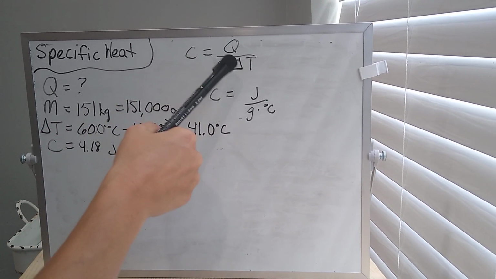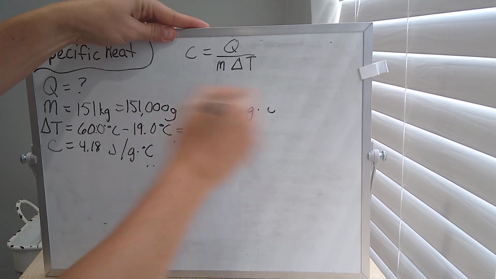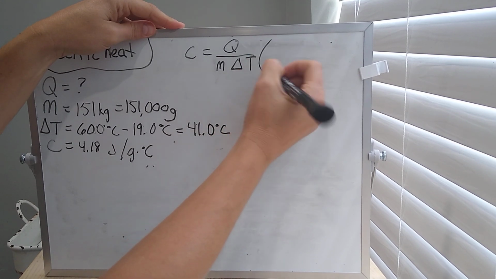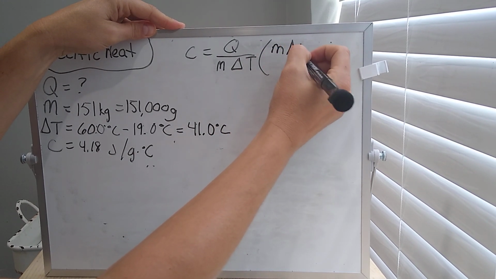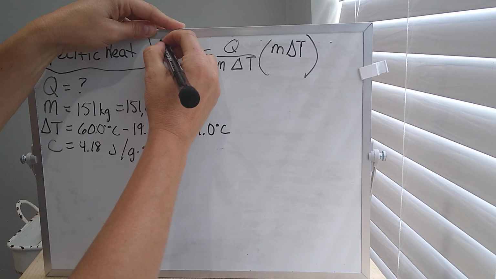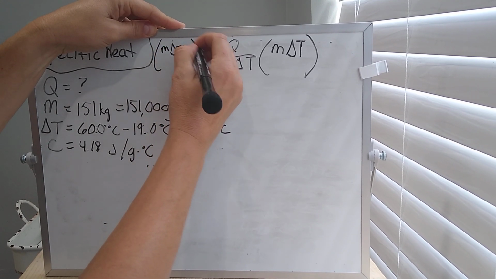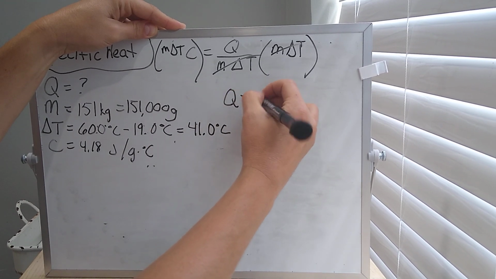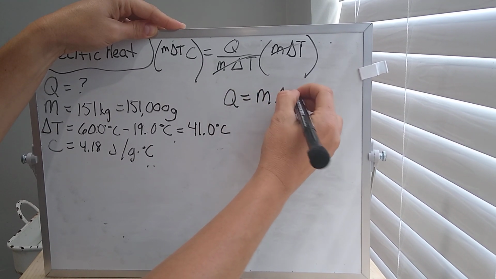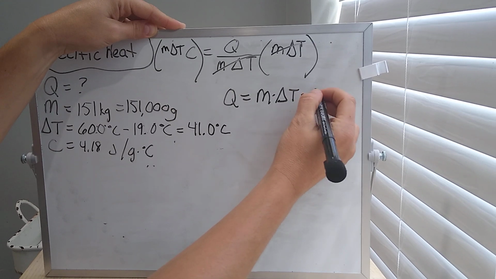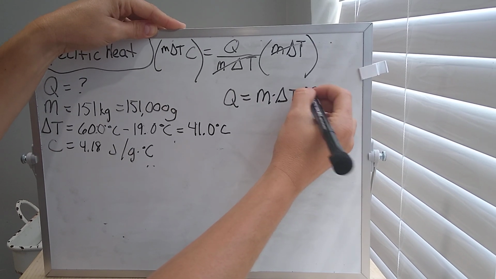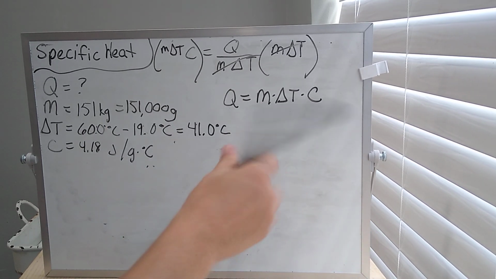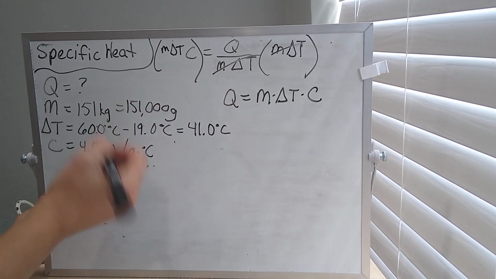So I'm gonna solve this formula. I'm gonna erase this for now. I'm gonna solve this formula for Q. So I'm just gonna multiply both sides times M delta T. So these cancel out, and I'm left with Q equals M times delta T, times specific heat. Don't get confused: that C does not stand for degrees Celsius. That stands for specific heat. Now we can plug everything in.